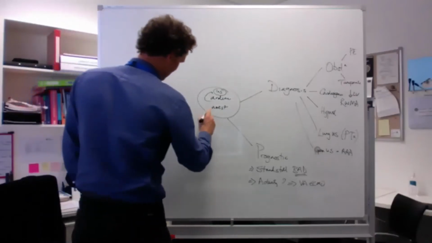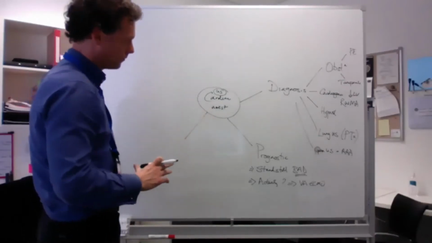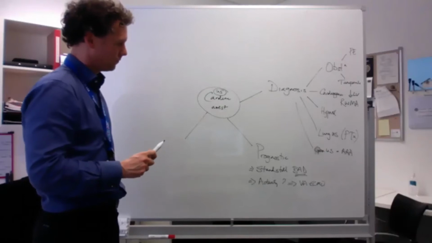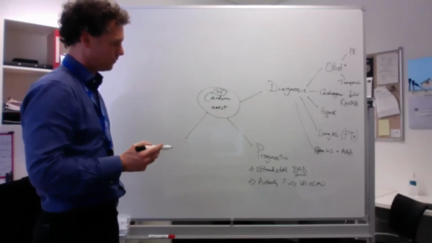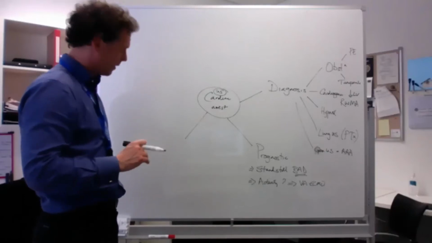We talked about regional wall motion abnormalities. We talked about echo-free spaces outside of the heart.